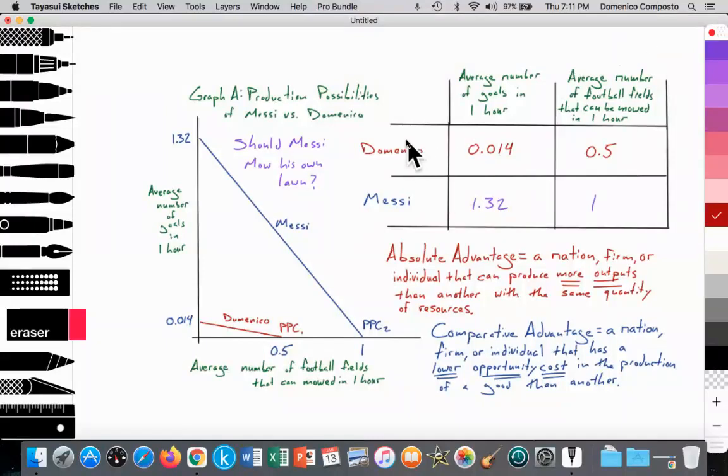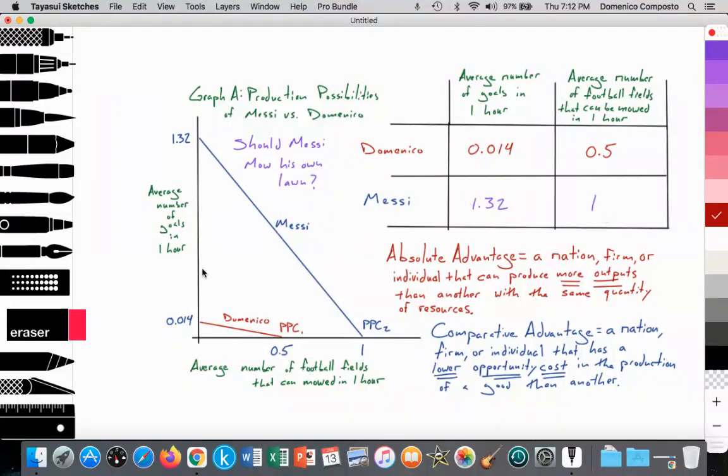So here we have this matrix. Here's myself, Domenico, average number of goals in 1 hour while playing football in the Spanish league: 0.014, unlikely that I will score. Average number of football fields that can be mowed in 1 hour: I can only do half a football field in 1 hour. And with Lionel Messi, we see he's much more productively efficient than me in both cases. In 1 hour, he scores 1.32 times, and in 1 hour, he can do an entire football field.